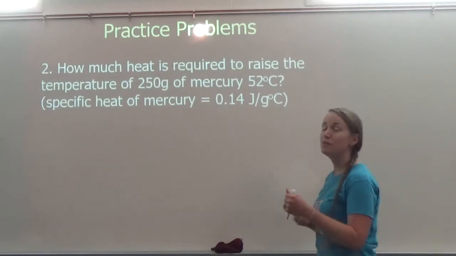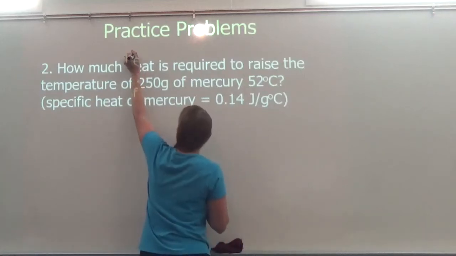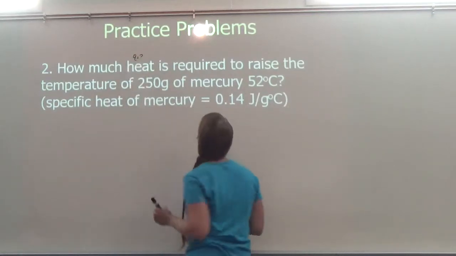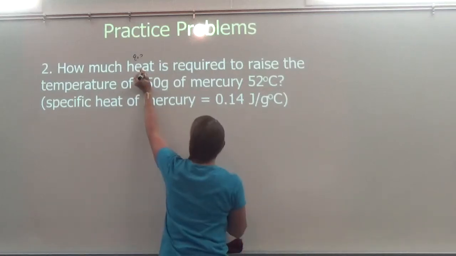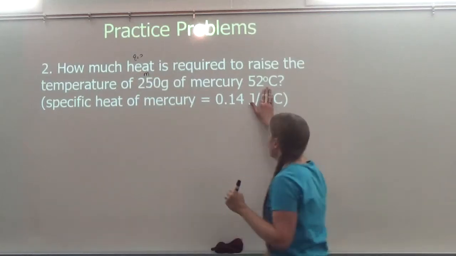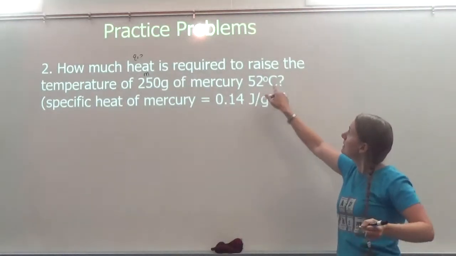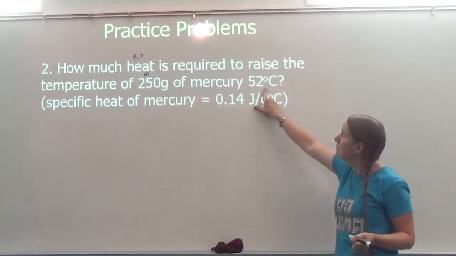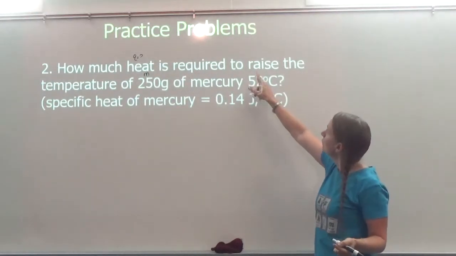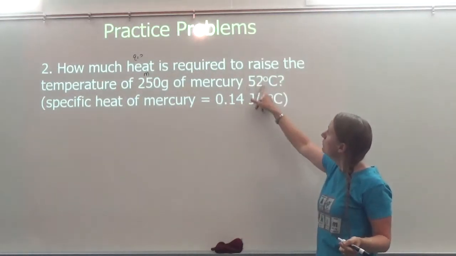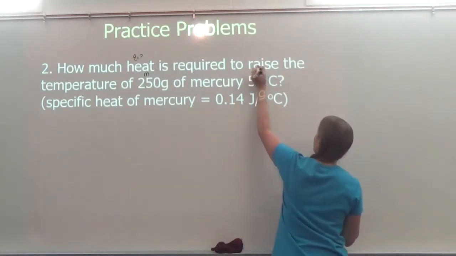Alright, so I'm going to assume you've paused it and tried this one. It says how much heat, so this time I'm looking for Q, is required to raise the temperature of 250 grams of mercury, so there's my mass, 52 degrees Celsius. Now you may be thinking, wait a minute, there's only one temperature. Well, notice it didn't say raise it to 52 degrees Celsius, where you would need to know what the starting amount was. It says raise the temperature 52 degrees Celsius. So in other words, they gave us the change in temperature.